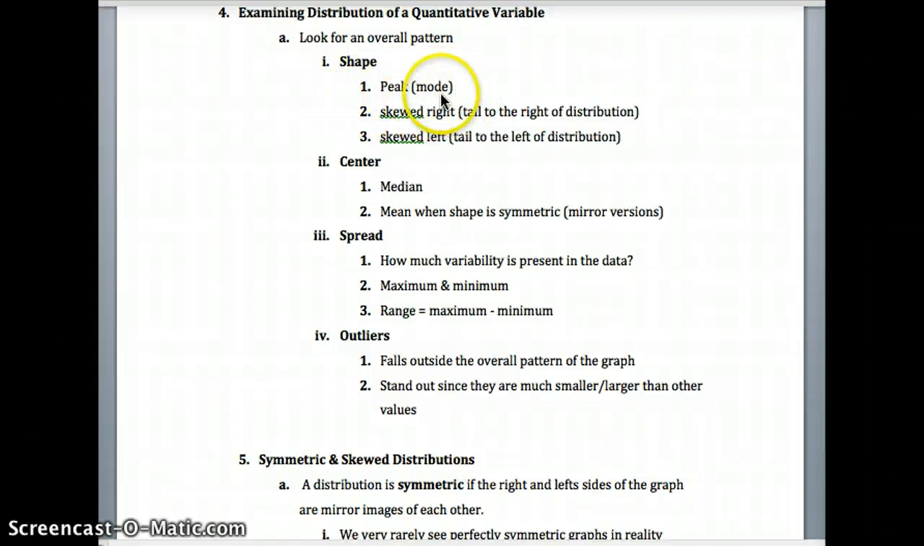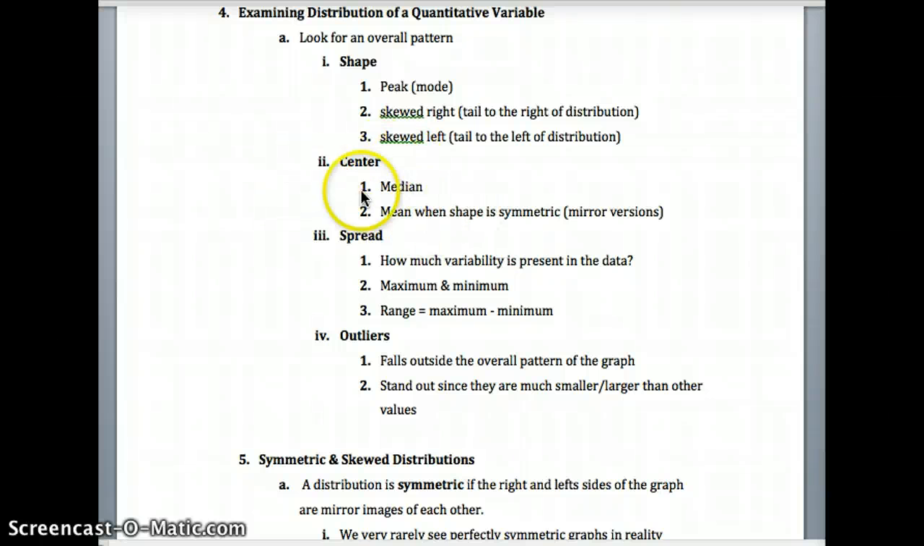Shape, you're looking for the peak, the mode, what value occurs the most. Skewed right would mean a tail to the right of the distribution. So values that are far to the right or bigger than most of the data set, where most of the data is. Skewed left, you'd see a tail to the left, meaning you have some values far to the left away from the rest of the data set. Skewed right, it's called right because it pulls the mean up or to the right. Skewed left, those values would pull the mean down.